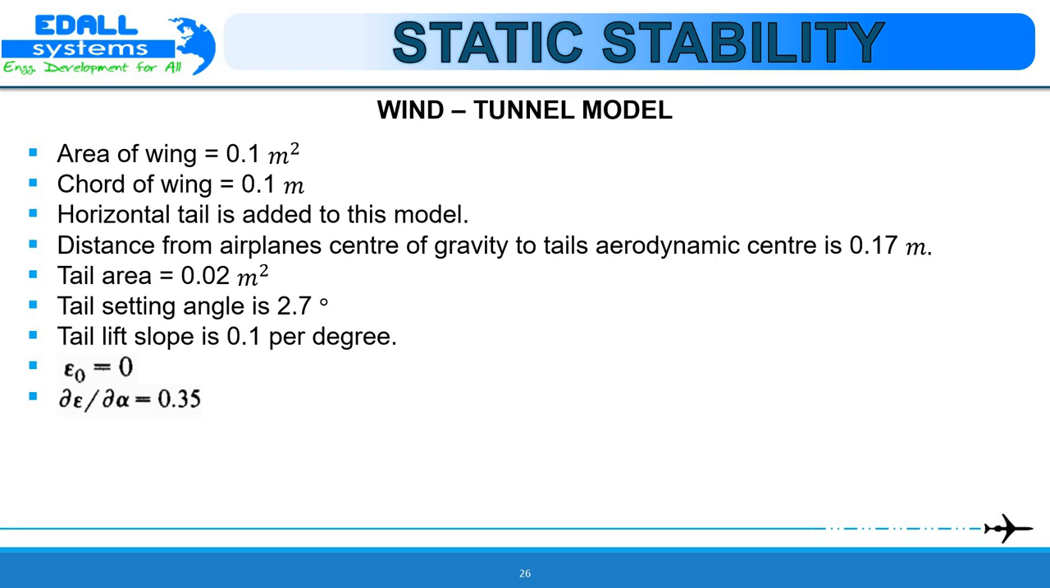Now assume that a horizontal tail is added to this model. The distance from the aeroplane's center of gravity to the tail's aerodynamic center is 0.17 meter. The tail area is 0.02 meter square. The tail setting angle is 2.7 degrees. The tail lift slope is 0.1 per degree. And from the experimental values, we have downwash angle when the wing-body combination is at zero lift equal to 0, and the change in downwash angle with respect to the angle of attack is 0.35. With this data, we will be calculating different values for the aeroplane model.